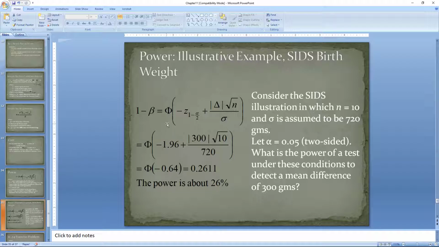So we put in our information. Since we know it's alpha 0.05 two-sided, you should commit this to memory, our z-score is going to be 1.96. So it's going to be a negative 1.96. Our difference between the means is 300 grams. So this is where our delta is. That's 300 grams times the square root of n, which is 10, divided by 720, which is the standard deviation. When you work all this out, you're going to get a negative 0.64. When you look this up in the back, I have a probability of 0.6211, so the power is 26%. This is a very low power.